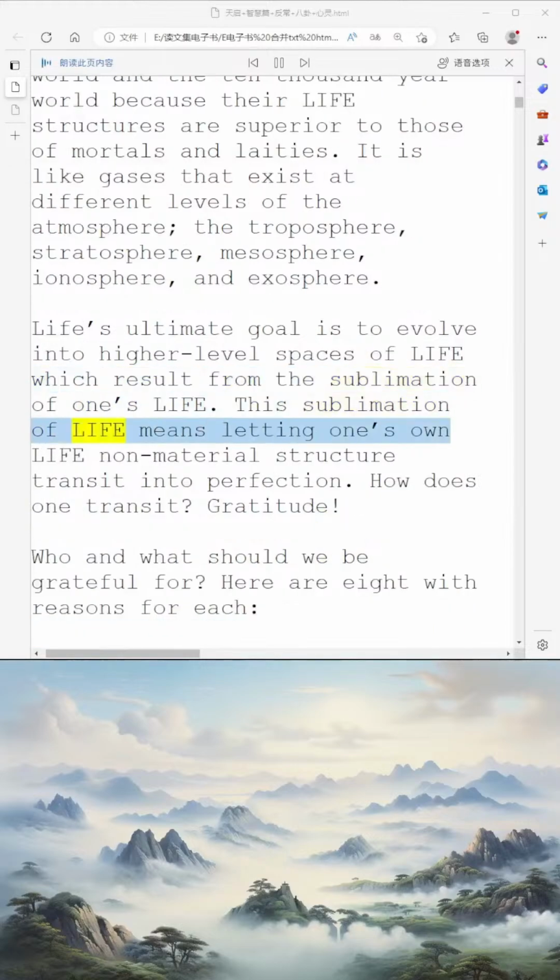This sublimation of life means letting one's own life, non-material structure transit into perfection. How does one transit? Gratitude. Who and what should we be grateful for? Here are 8 with reasons for each.